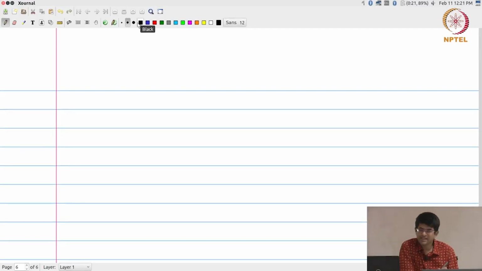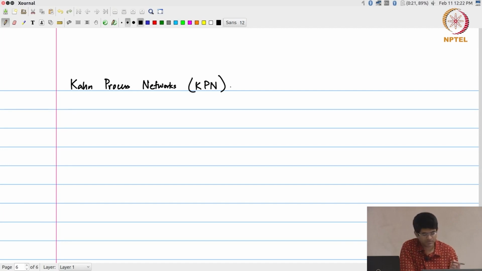I want to take a moment to talk about this model of computation that we are using over here. We are essentially using something that is based on a model of computation called the Kahn process network, or the KPN model, named after the person who originally proposed it.